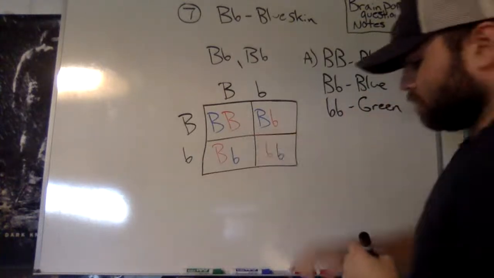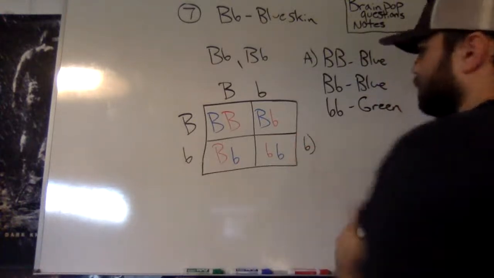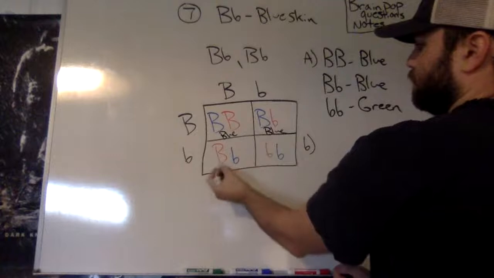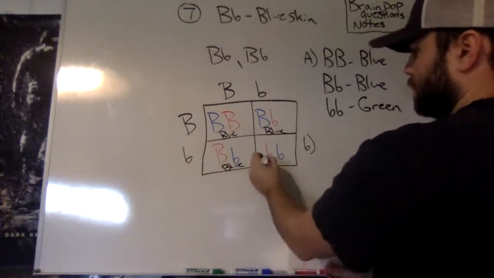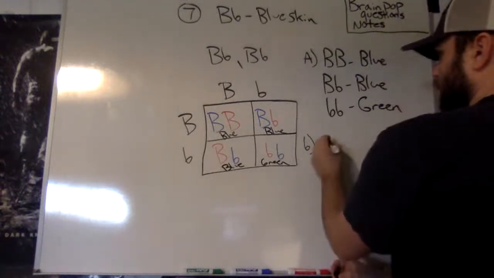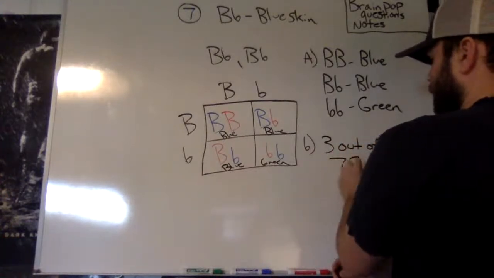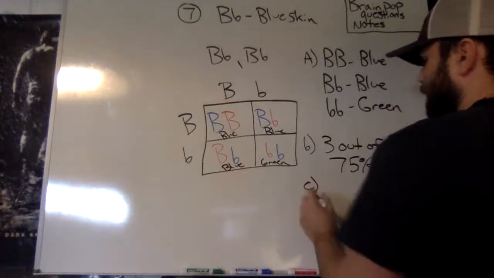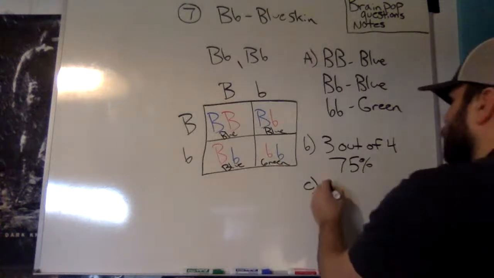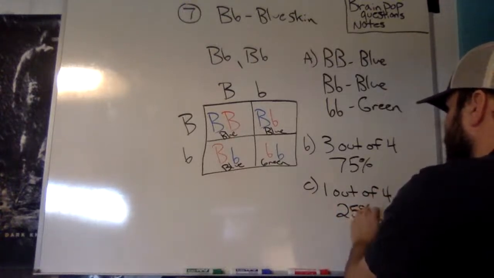All right. So now it's asking us, what are the chances the child will be light blue skin? So this is blue because we got an uppercase. This is blue because we got an uppercase. This is blue. And then this is going to be green. Okay. So for letter B, what are the chances? It's going to be 3 out of 4, which is going to be 75%. Okay. And then for C, what are the chances that the child is going to be green skin? All right. It's going to be 1 out of 4. All right. Which is going to be 25%.